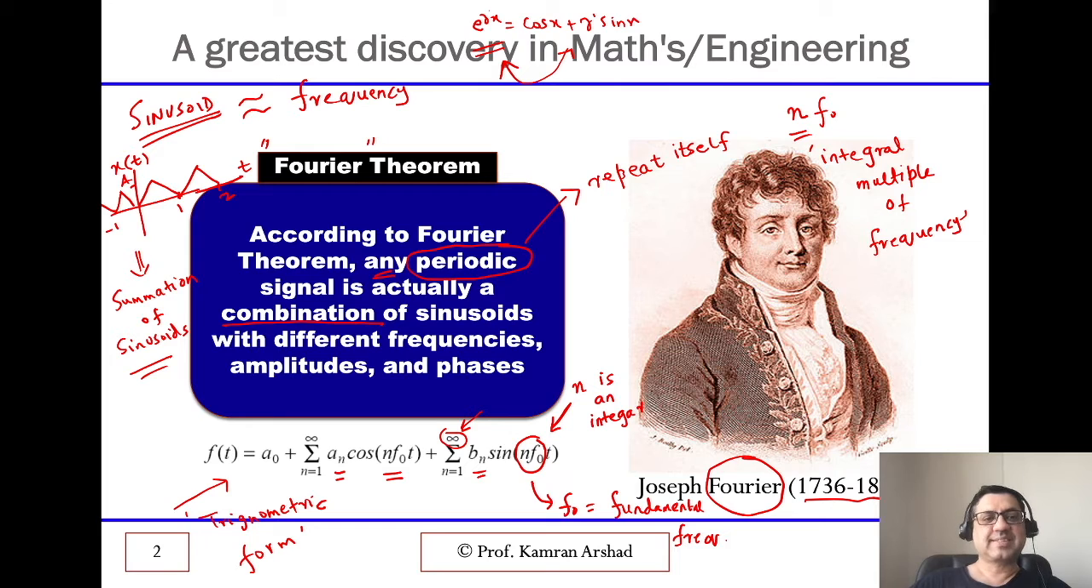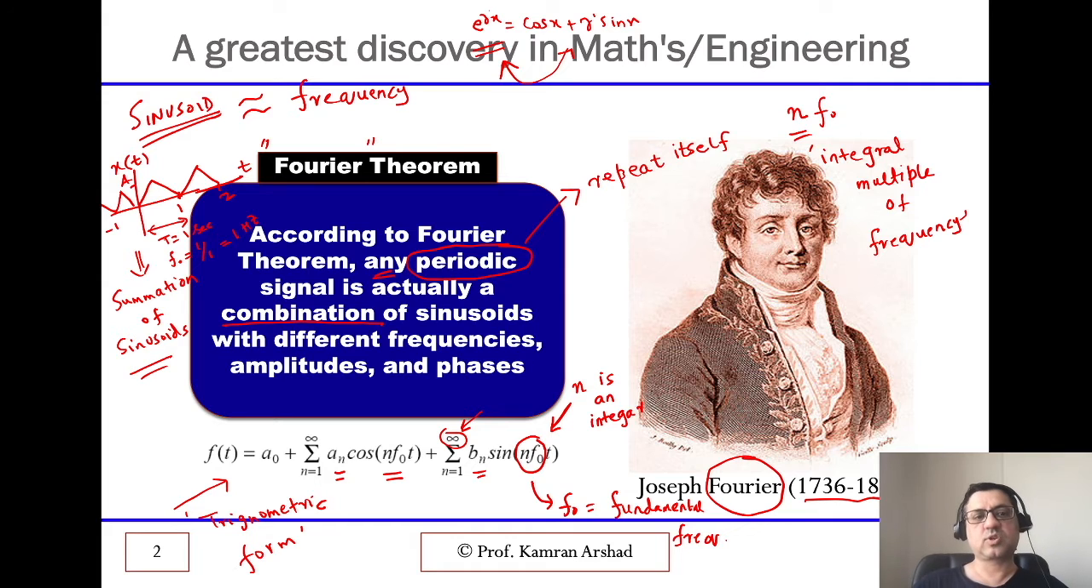So according to Fourier, this signal x of t can be written as a summation of sinusoids, and these sinusoids have different amplitudes like a naught, a n, b n, which are different numbers. We call them simply Fourier coefficients, and they have different frequencies, which is n f naught. For example, here the fundamental frequency I can see is this: the time period is 1 second. So the fundamental frequency f naught is 1 over T, which is 1 over 1, which is 1 hertz.